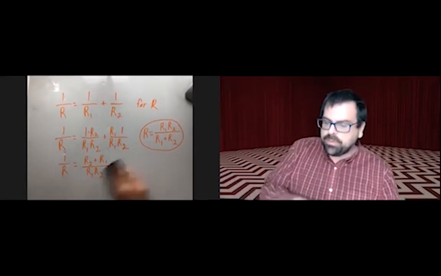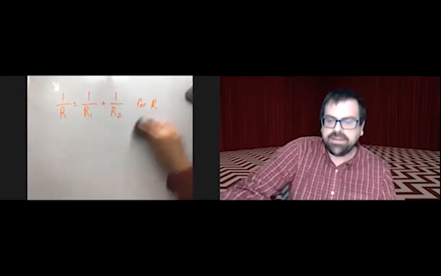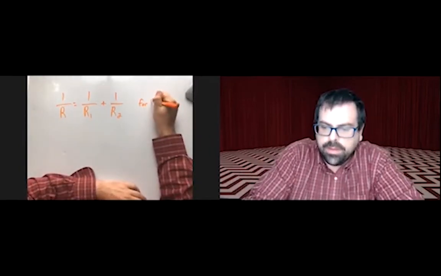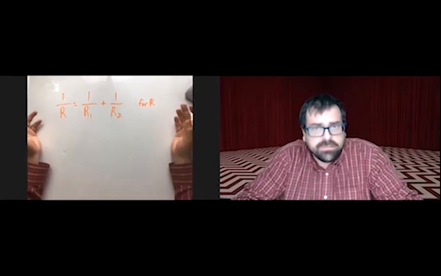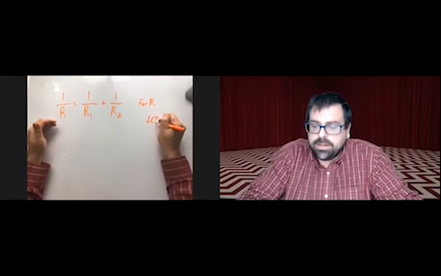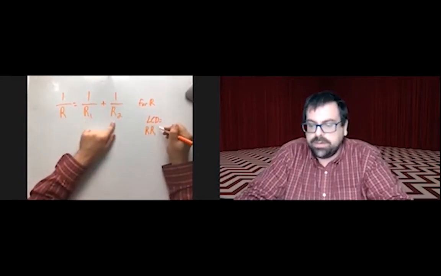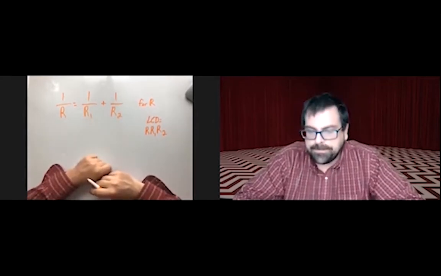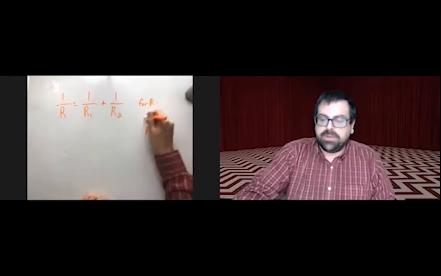Let's do this same problem again. This time, instead of getting fancy with it, let's do it the way we've done all of them. Because the way we've done all of them is going to work. The LCD would be R times R1 times R2. These are three different things. What do we do with the LCD when we find it?